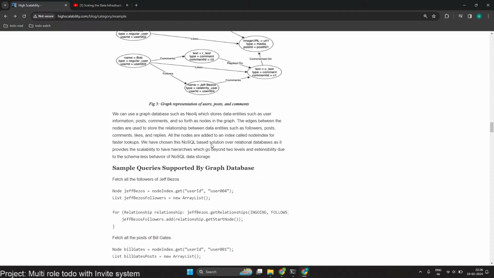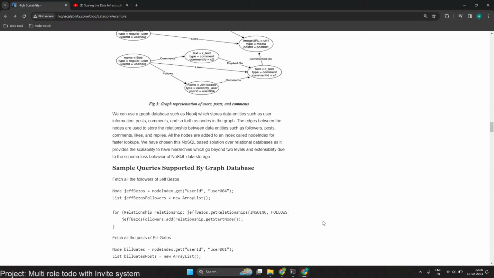We can use a graph database such as Neo4j, which stores data entities such as user information, posts, comments, and so forth as nodes in the graph. The edges between the nodes are used to store the relationship between data entities such as followers, posts, comments, likes, and replies. All the nodes are added to an index called node index for faster lookup.